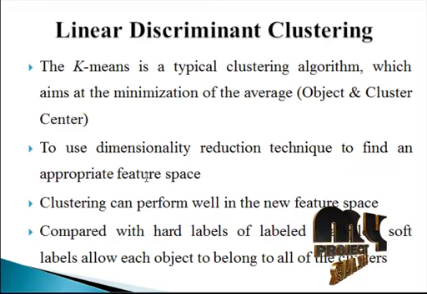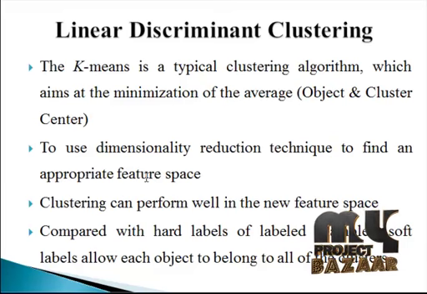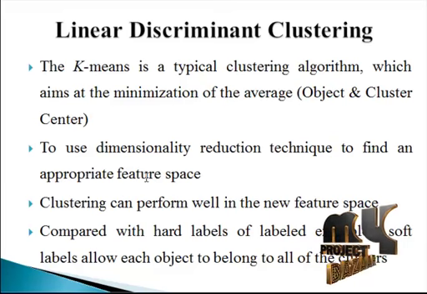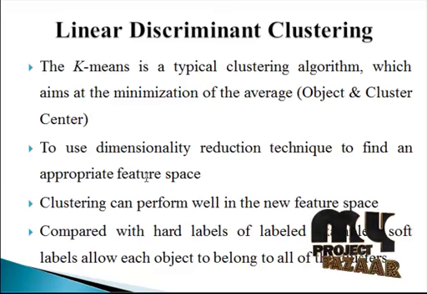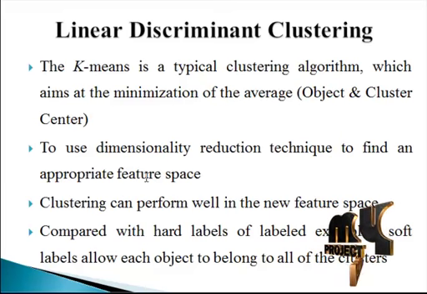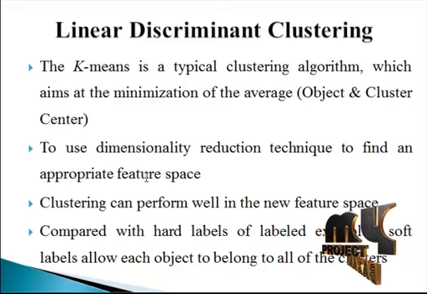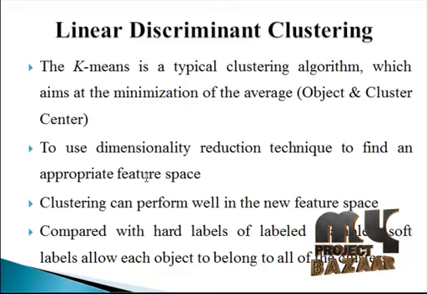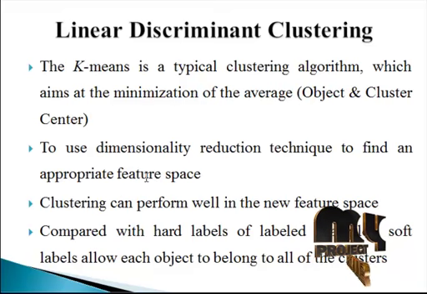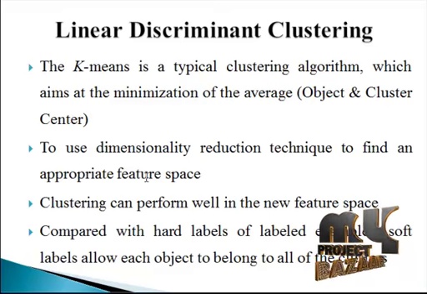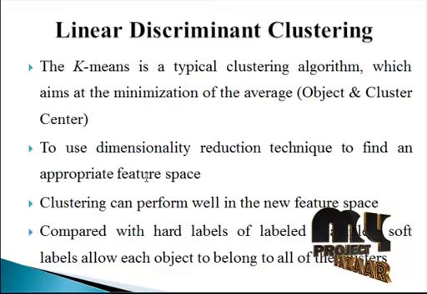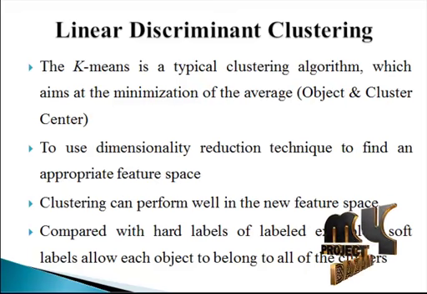The k-means is a typical clustering algorithm which aims at the minimization of the average distance between objects and cluster centers. We use a dimensionality reduction technique to find an appropriate feature space. Clustering can perform well in the new feature space compared with hard labeled examples. Soft labels allow each object to belong to all of the clusters.